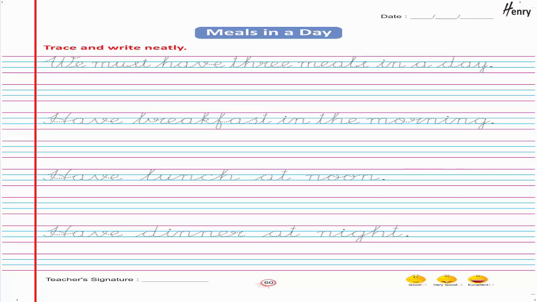Meals in a day. Trace and write neatly. We must have 3 meals in a day. Have breakfast in the morning. Have lunch at noon. Have dinner at night.